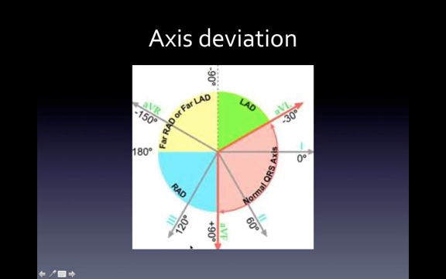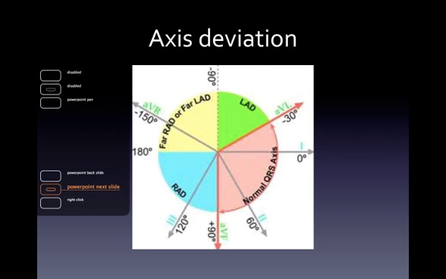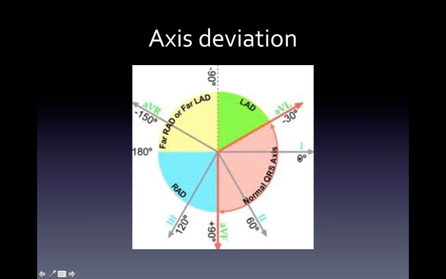Axis deviation from these known locations, and this is a hexaxial reference picture here. From the hexaxial reference, we have known locations. So these numbers need to be remembered. And let's start off with normal axis.